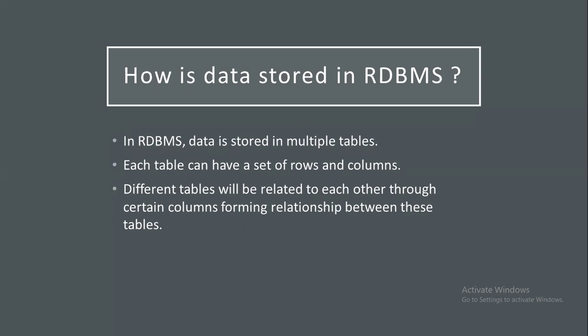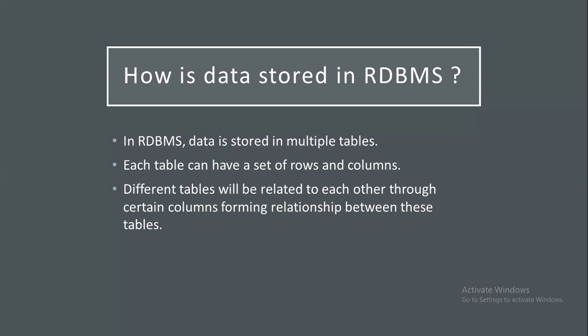How is data stored in RDBMS? Generally in any RDBMS, the data is stored in tables. A table is a set of rows and columns. In RDBMS, data is stored in multiple tables. Each table can have a set of rows and columns. Different tables are related to each other through certain columns, forming relationships between these tables.